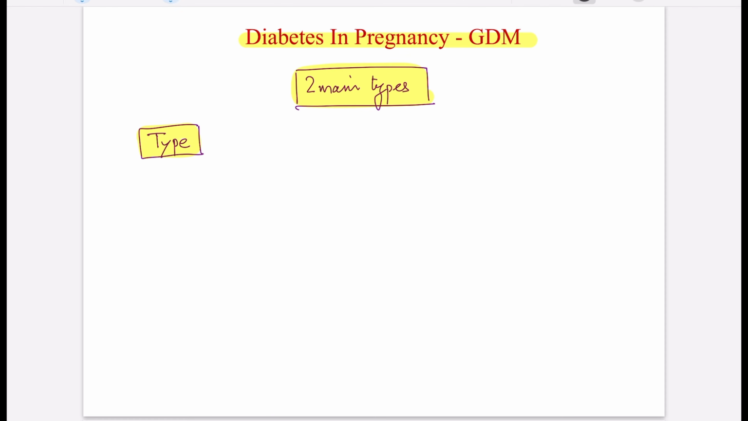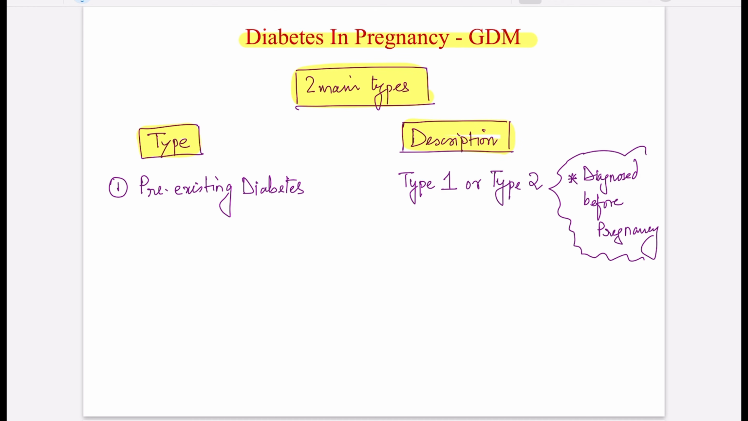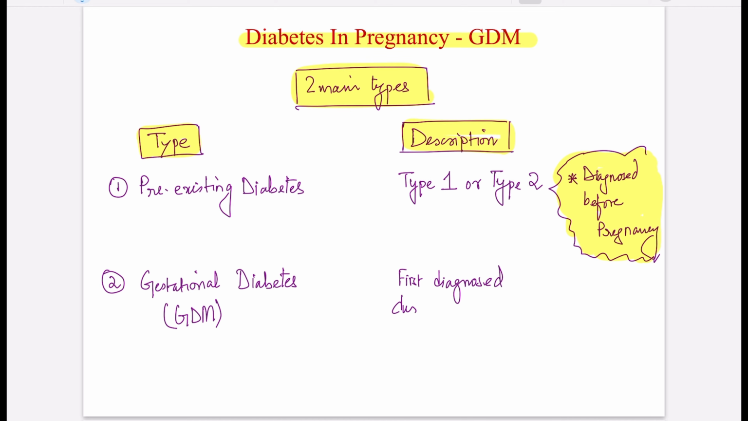The first one being type 1 and type 2, that is a pre-existing diabetes, which means that the patient already has type 1 or type 2 diagnosed much before the pregnancy and is on treatment. The second type that I want you to remember, and today we are going to focus on that, is gestational diabetes mellitus, which means it was first diagnosed during pregnancy, which is routinely checked around 24 weeks of gestation.